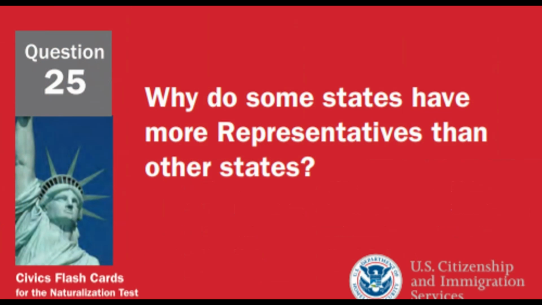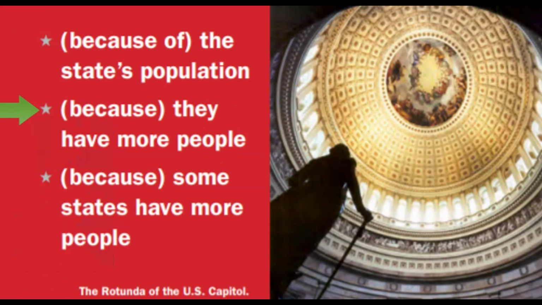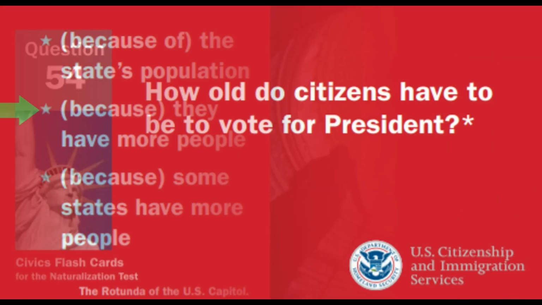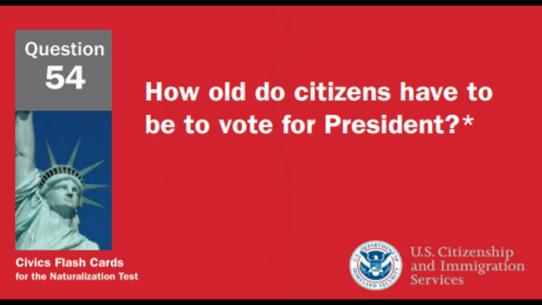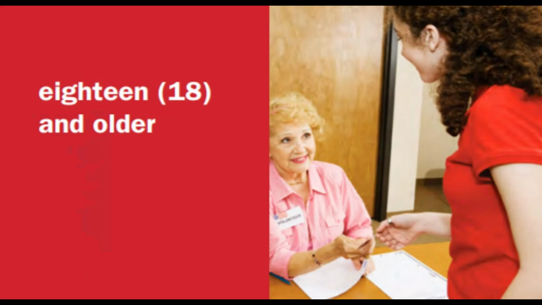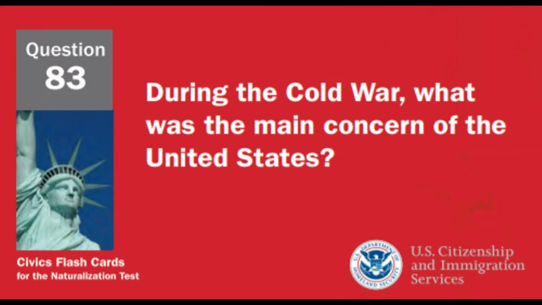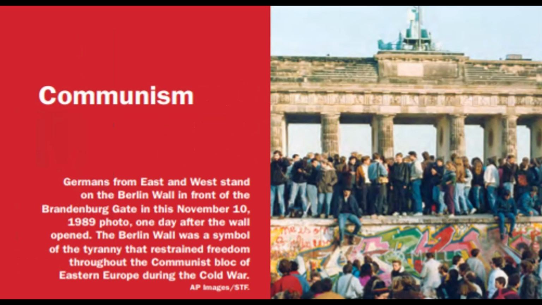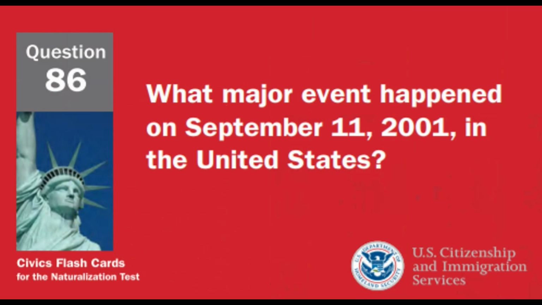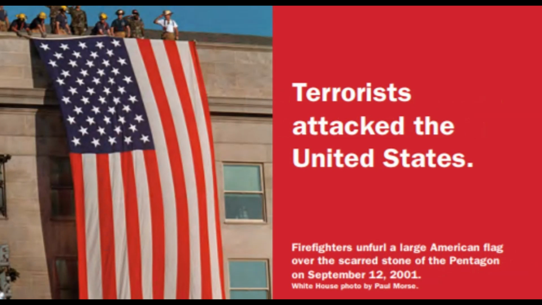Why do some states have more representatives than other states? Because they have more people. How old do citizens have to be to vote for president? 18 and older. During the Cold War, what was the main concern of the United States? Communism. What major event happened on September 11, 2001 in the United States? Terrorists attacked the United States.